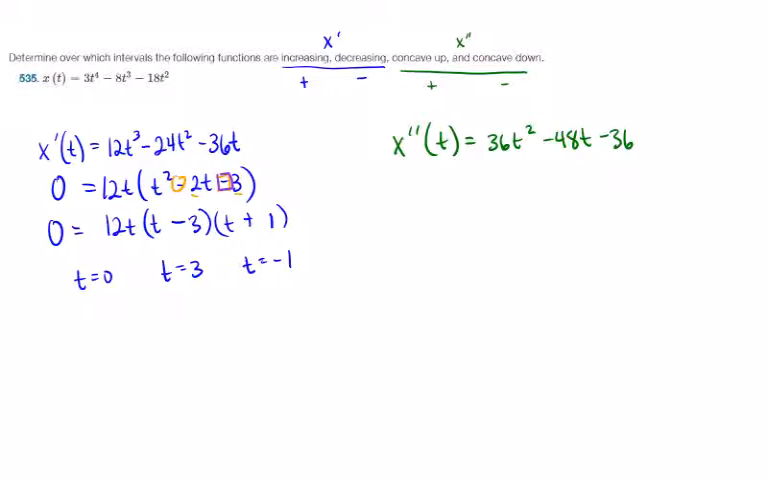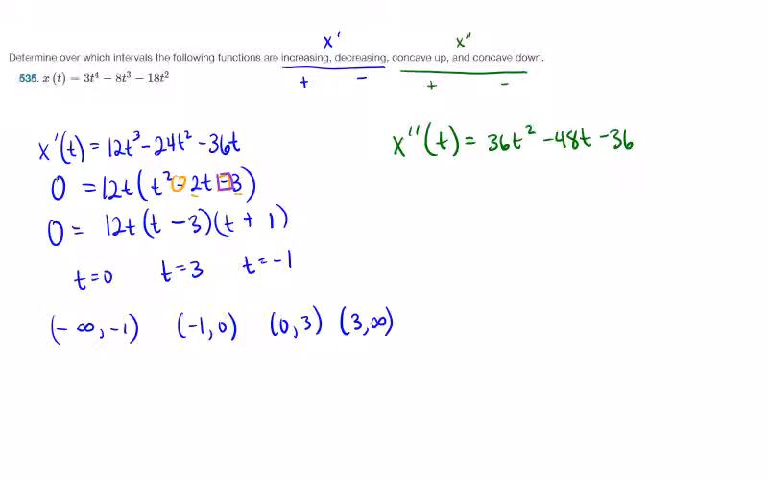All right, so now we have our intervals, right? If we have 3 critical points there, 3 zero points in the first derivative, that'll give us 4 intervals of increase or decrease. And since negative 1 is the smallest number, I'm going to go from negative infinity to negative 1. Okay, and then we'll go from negative 1 to 0, and then from 0 to 3, and then from 3 to infinity.